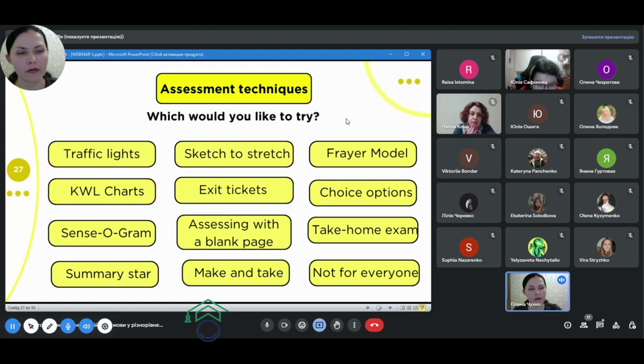Maybe some of them you find more interesting than the others. Maybe some of them you have already tried and they worked well.